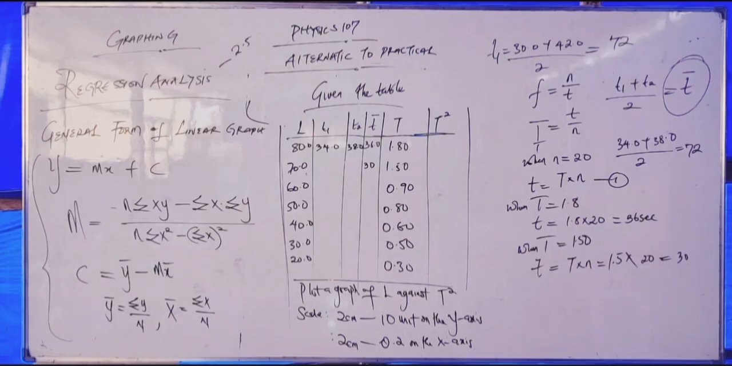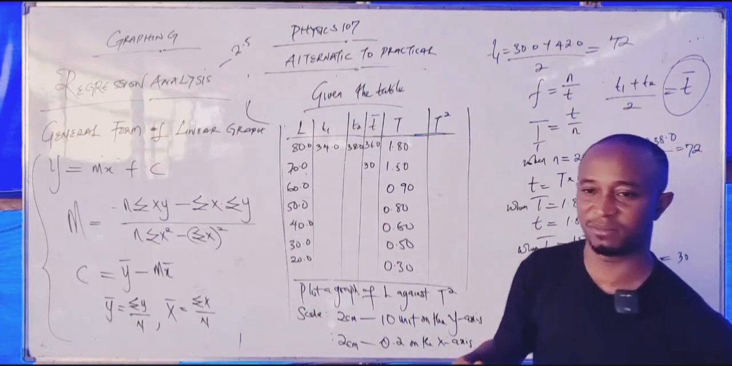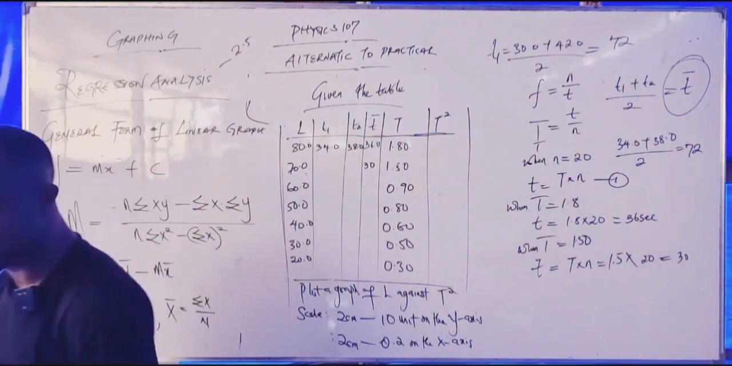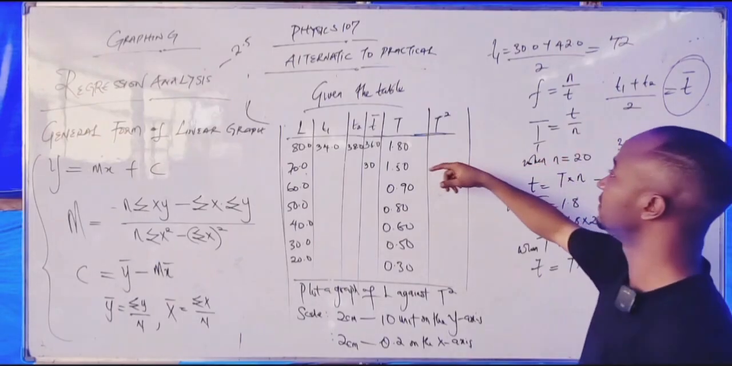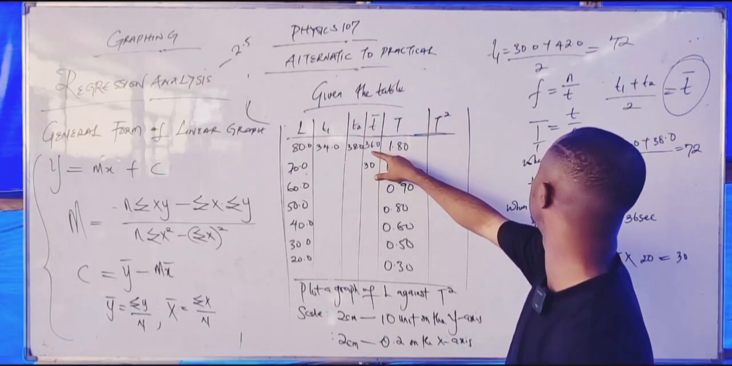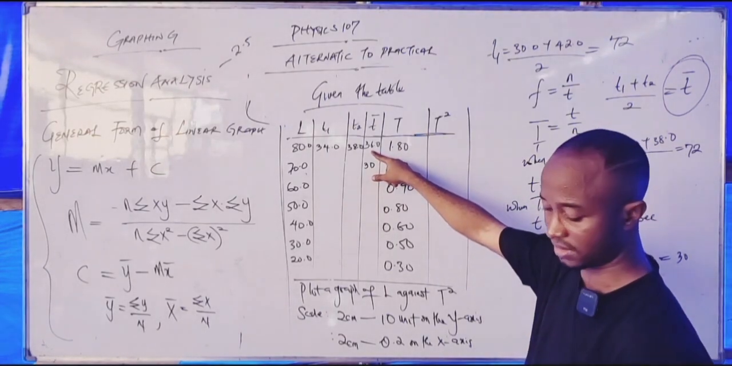Starting from where? How did you get 20? No, we are told it's 20 oscillations. It was given in the experiment. Do you get it now? Let's take something, please. Divide this 36 by 20. What do you have? 1.8.